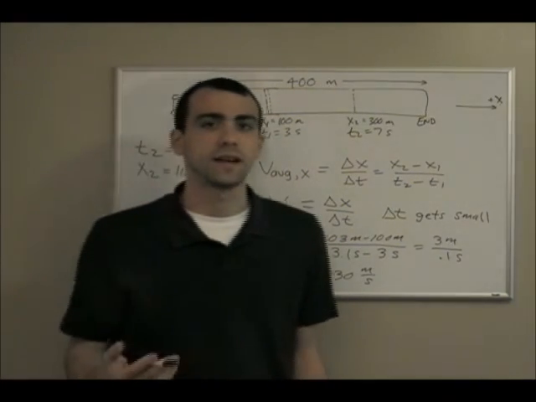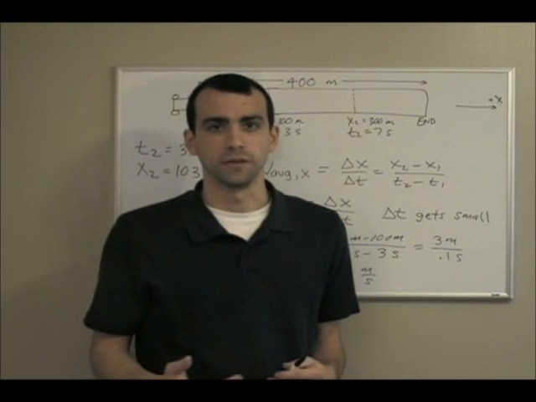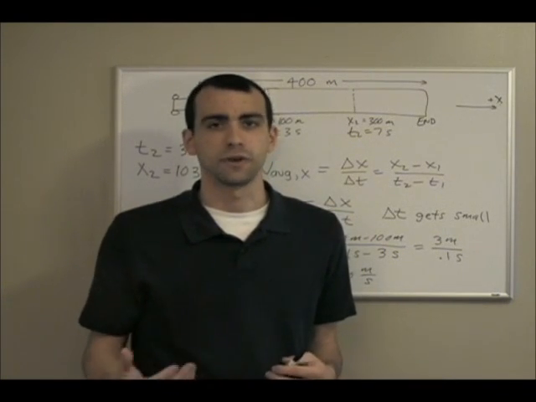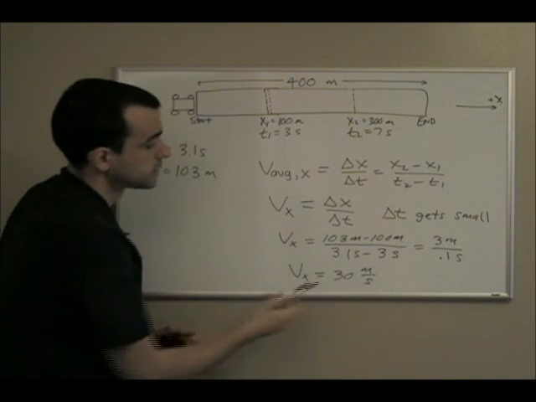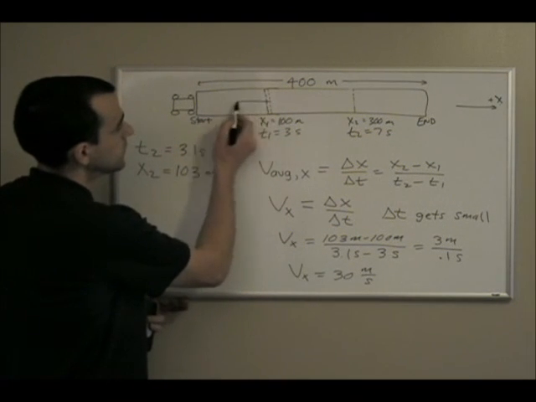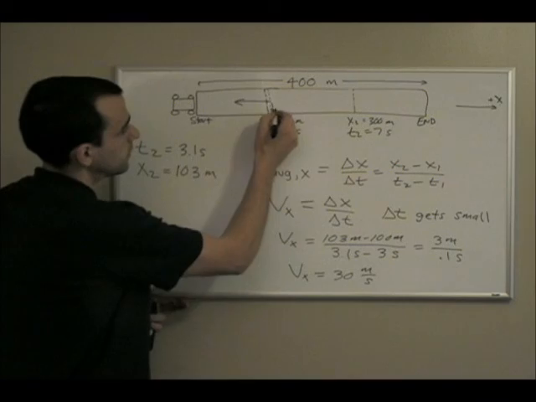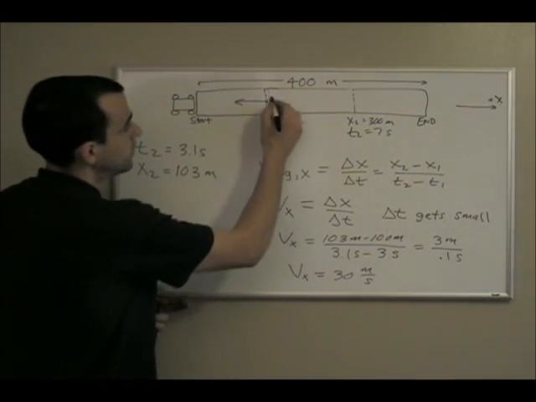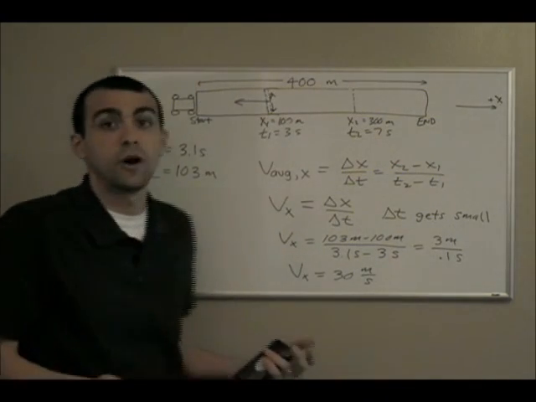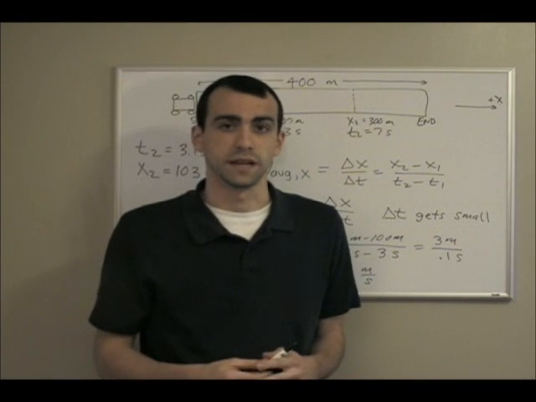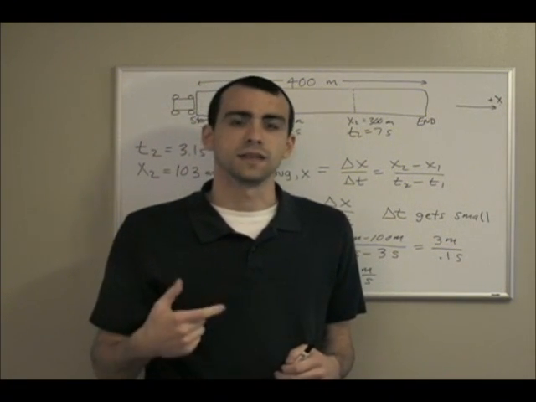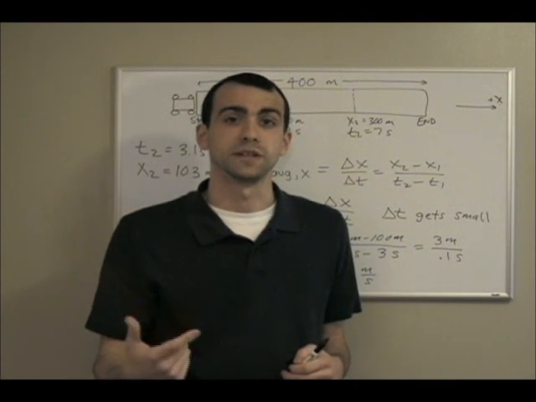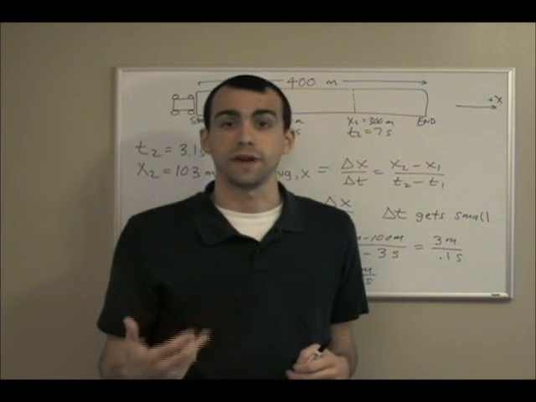Now speed only tells us how fast something is moving. It doesn't give us an indication of what direction it's moving. So this car, if I told you that it was moving 30 meters per second, it could have been moving this way, it could have been moving down, or it could have been moving up. We wouldn't know if I just said the car was moving 30 meters per second. And so that's an important concept to remember. Velocity is how fast something is moving and in which direction it's moving. And speed is only how fast something is moving.